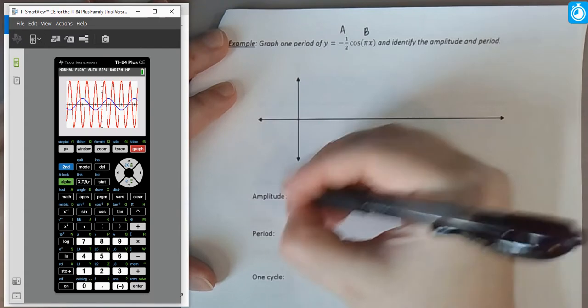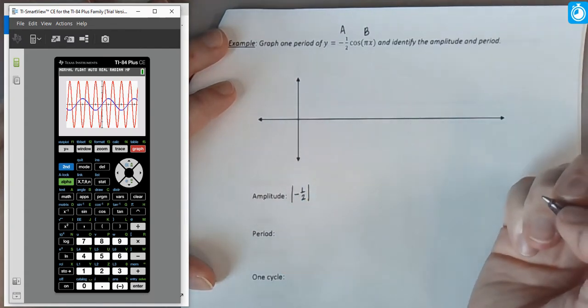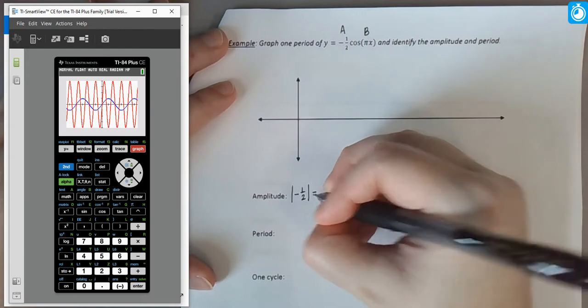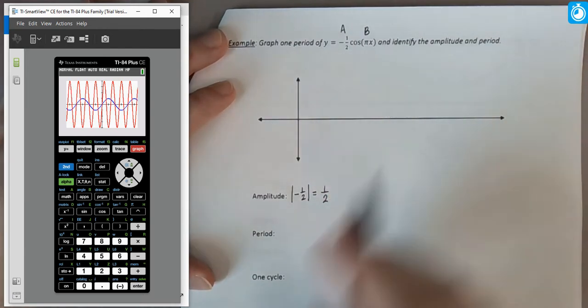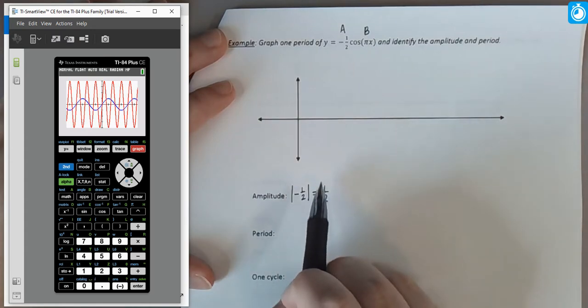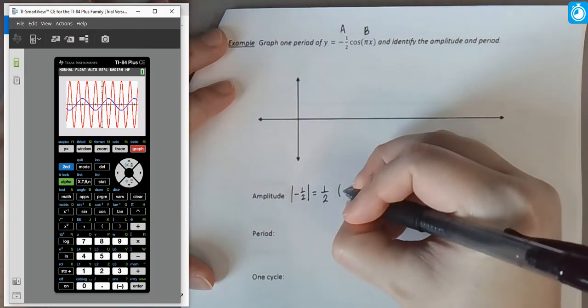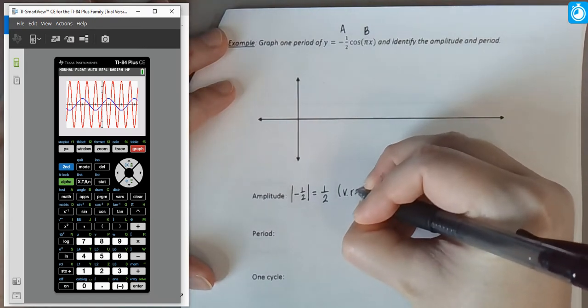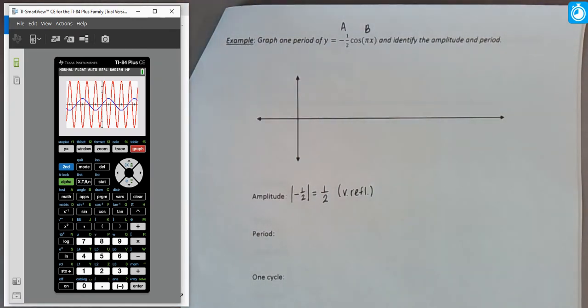The amplitude is defined as the absolute value of that coefficient out front. Now the coefficient is negative, so we do have to take the absolute value. So the amplitude in this case is going to be 1/2. But what does that negative mean? That negative means we also have a vertical reflection. So we can't forget that. As we graph, we're going to have to make sure we take care of that vertical reflection.